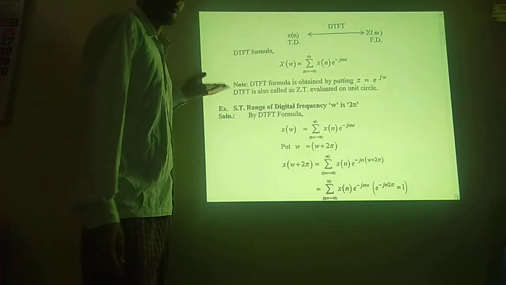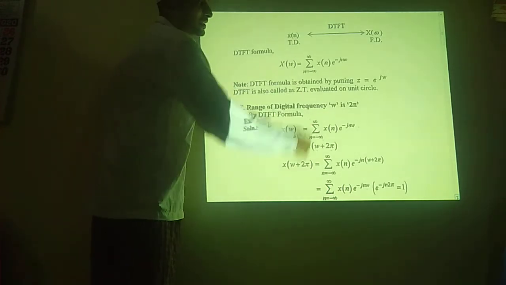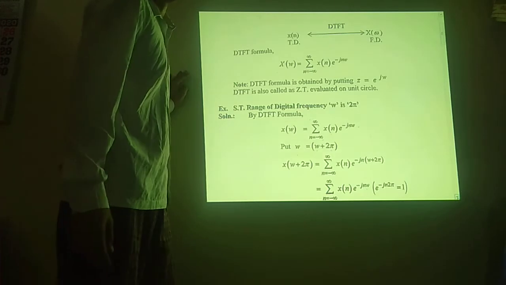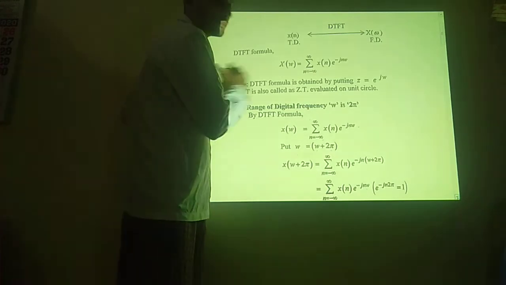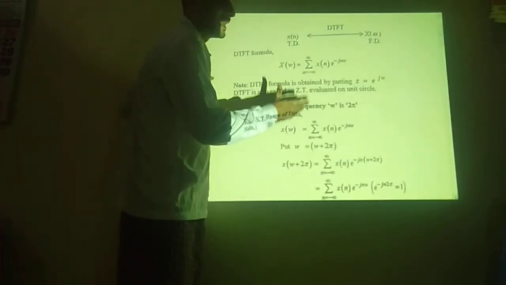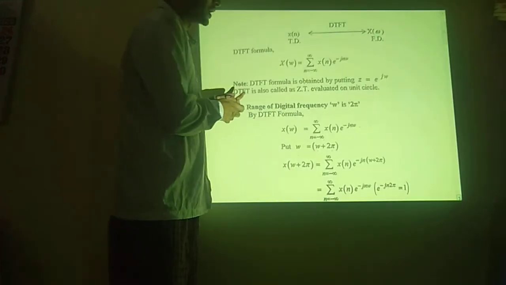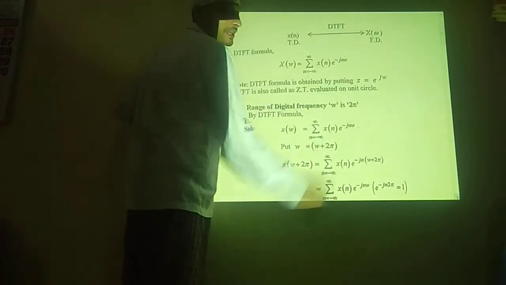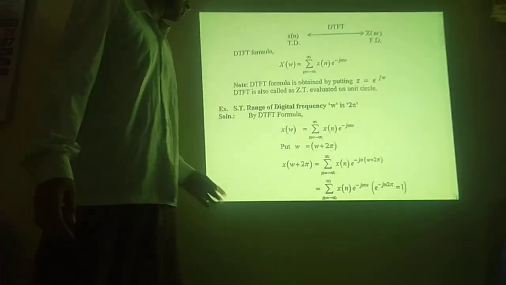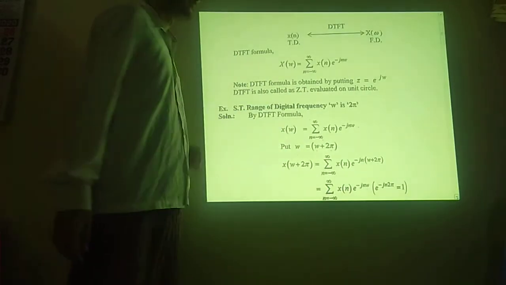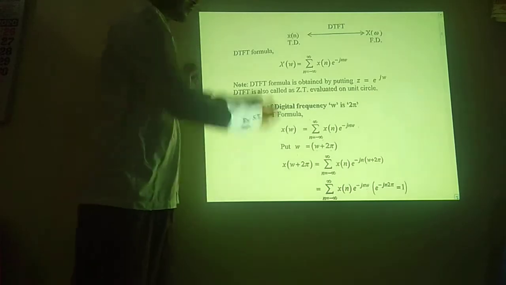Note, the DTFT formula is obtained by putting z equal to e raised to j omega. So we have a direct relationship between z transform as well as DTFT. If I substitute z raised to minus n over here, it will become the formula for z transform. So DTFT is also called z transform on the unit circle. That is the relationship.